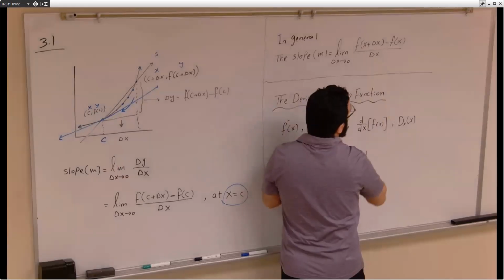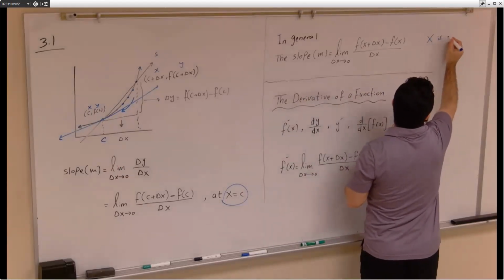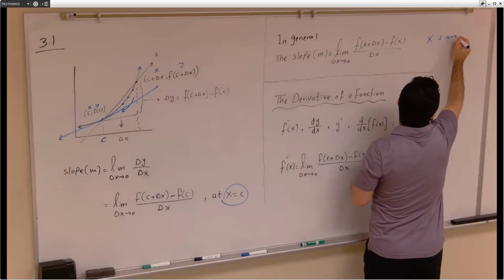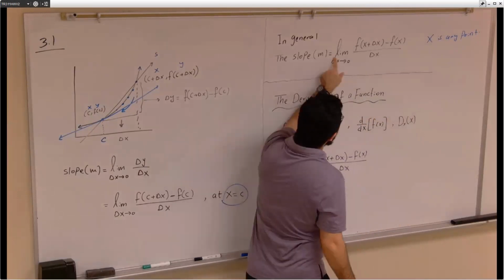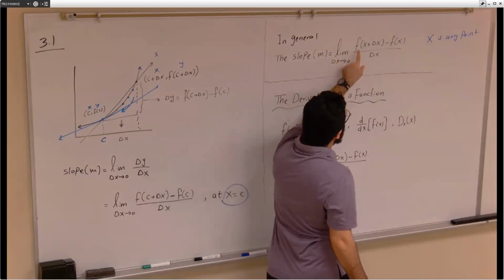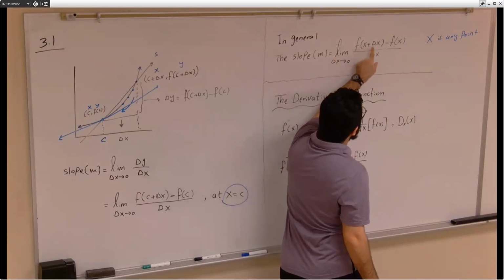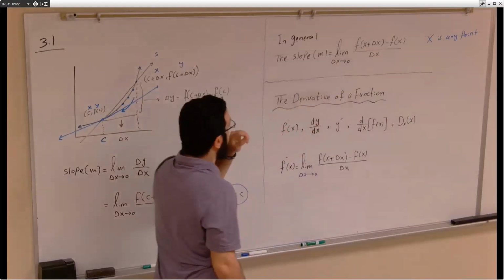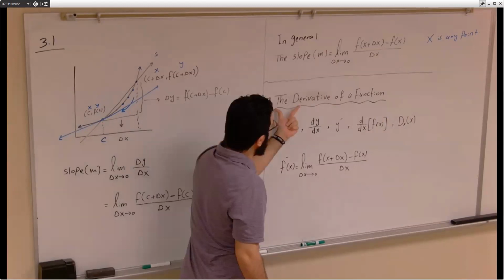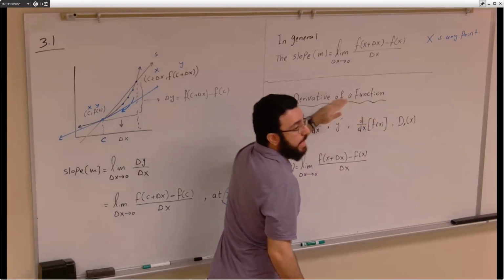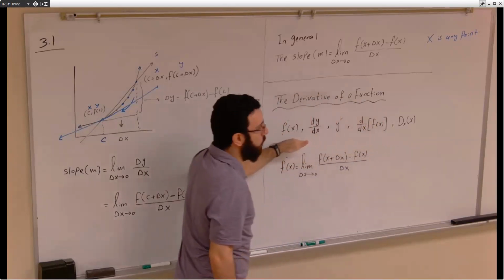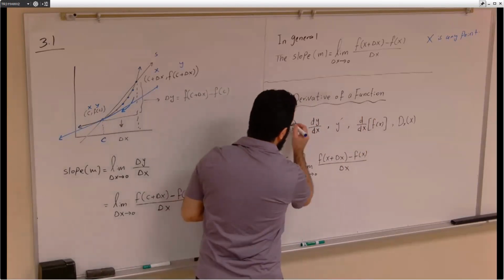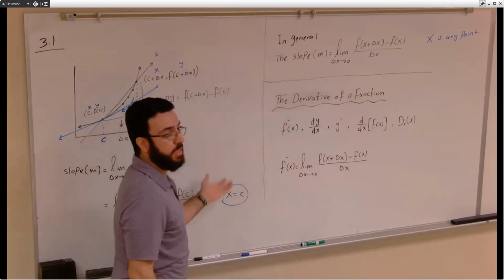In general, at any point, x is any point. So at any point, the slope of the tangent line is going to be the limit when delta x approaches 0 of f of x plus delta x minus f of x, over delta x. So here's the rule we're going to use. It's the same rule. To find the slope, it's the derivative of the function. That's how you find the symbol of the derivative: f prime, that means this is the slope. F prime of x means the slope of the tangent line.